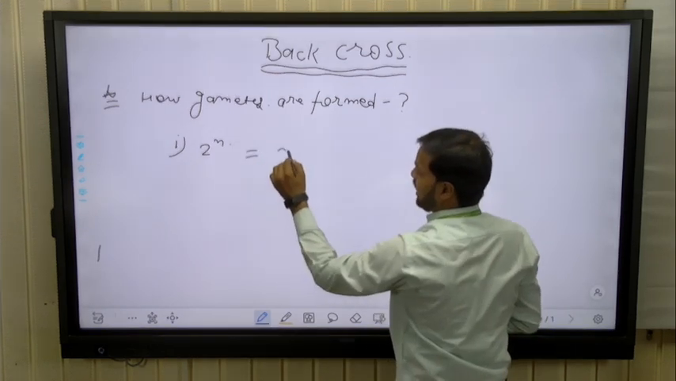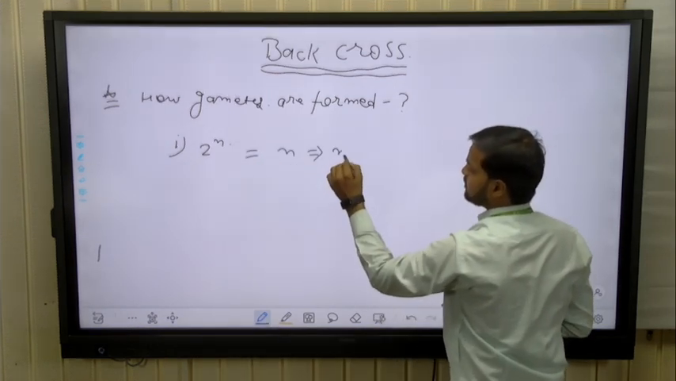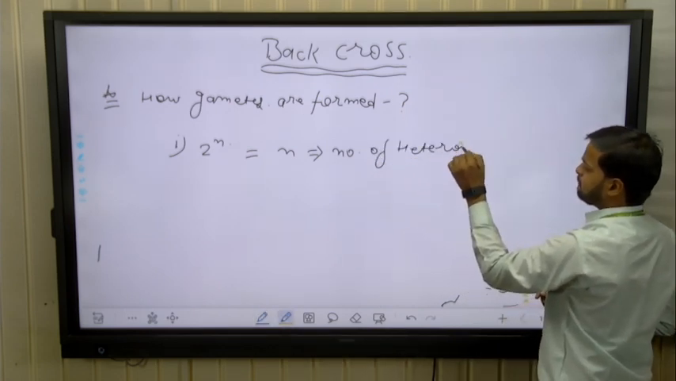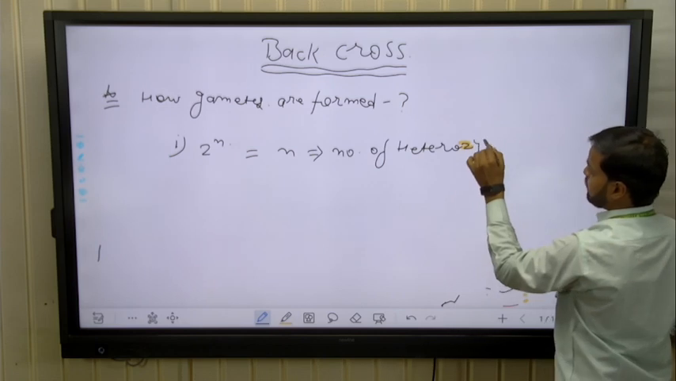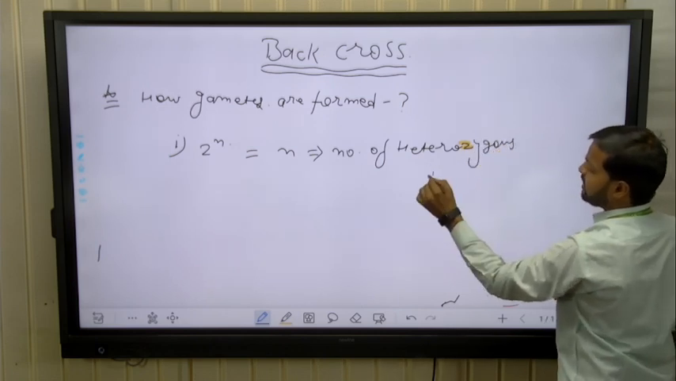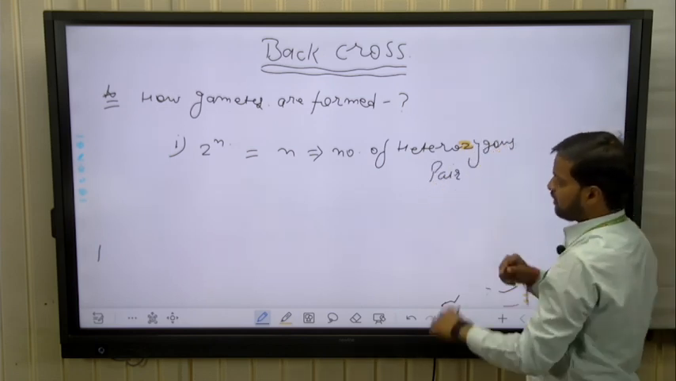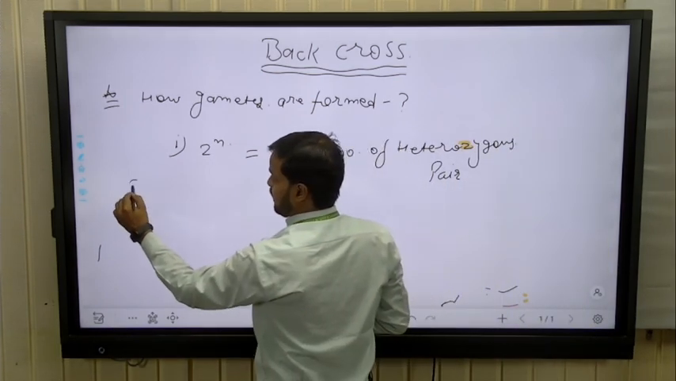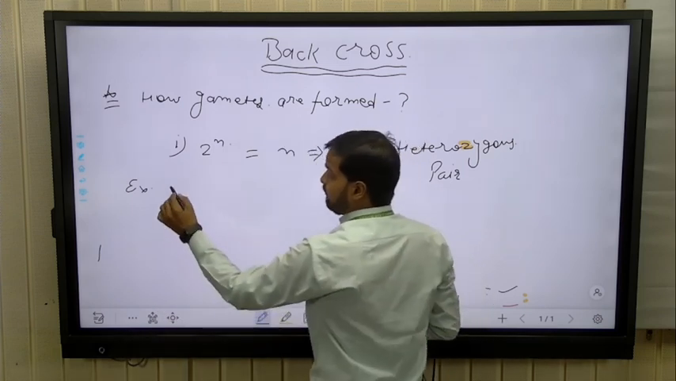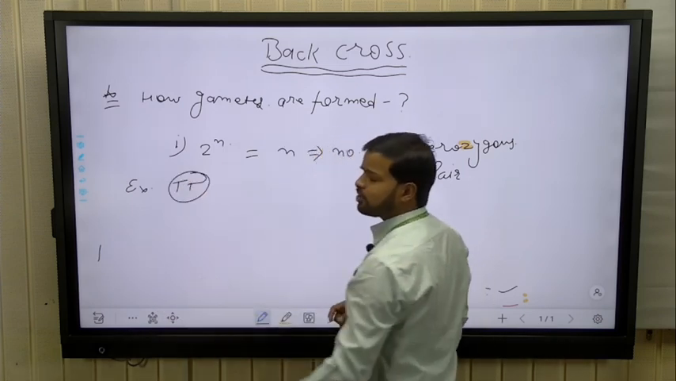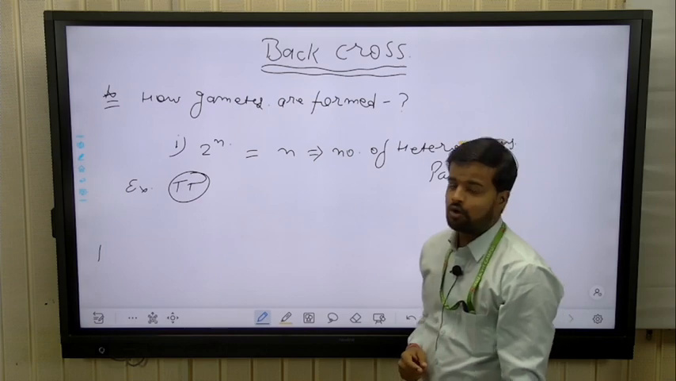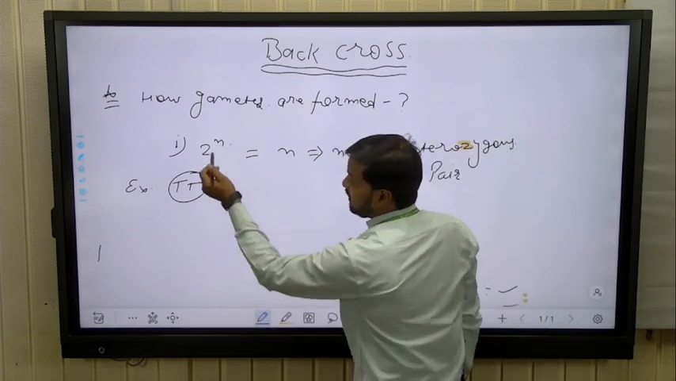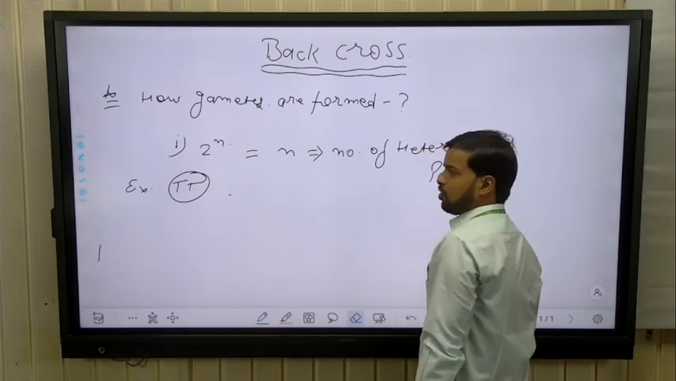Here n is the number of heterozygous pairs. For example, we take this genotypic composition, and we want to know the gametes of this genotypic composition. We solve this question with this trick.